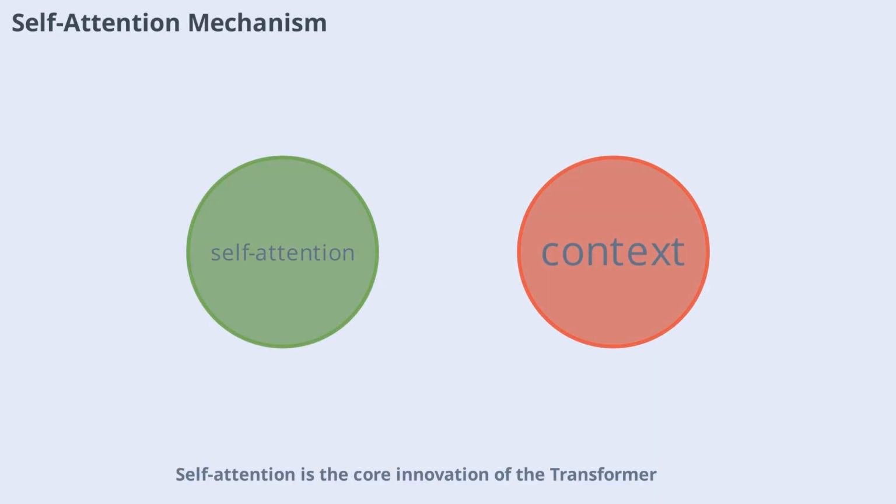Self-attention is the core innovation of the Transformer. It allows the model to consider the relationships between all words in a sequence simultaneously. By computing attention scores, the model determines which words are most relevant to each other regardless of their position. This mechanism enables the model to capture context more effectively than previous architectures, leading to better performance on a wide range of tasks.